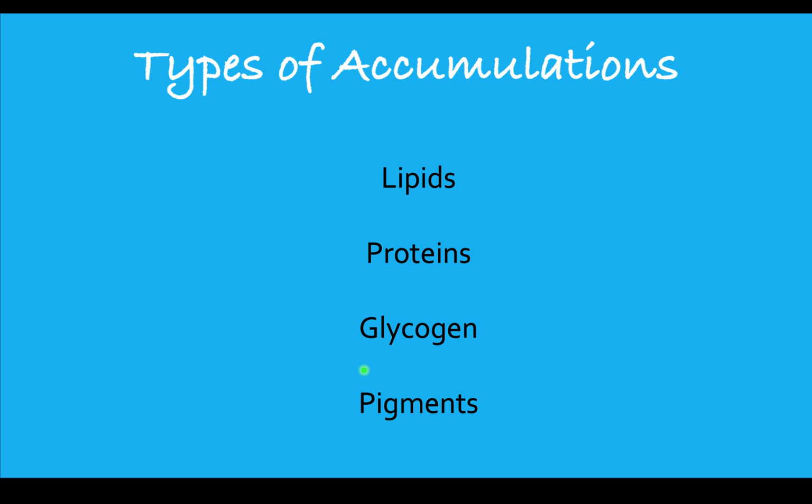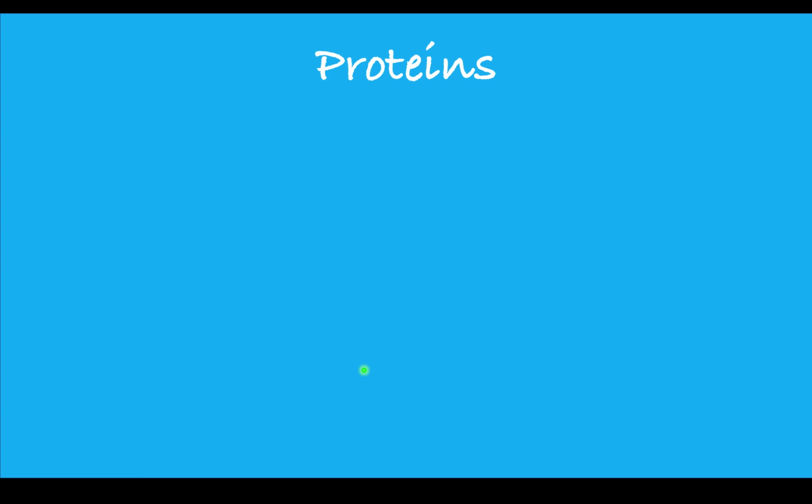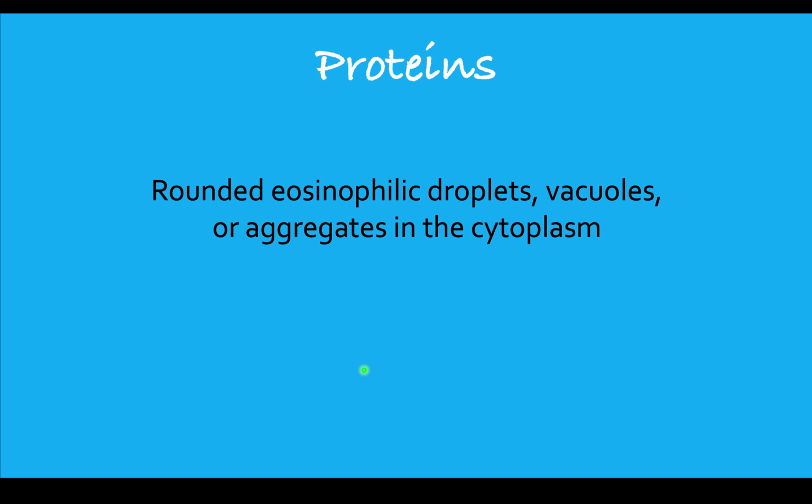So that's it for the lipids. Now moving on to the proteins. So what proteins can accumulate within cells? Histologically, this is just going to show up as little round eosinophilic droplets, or they can sometimes show up as vacuoles, or sometimes just little aggregates of stuff in the cytoplasm. So there's not one very obvious appearance, and there's also not one obvious cause.